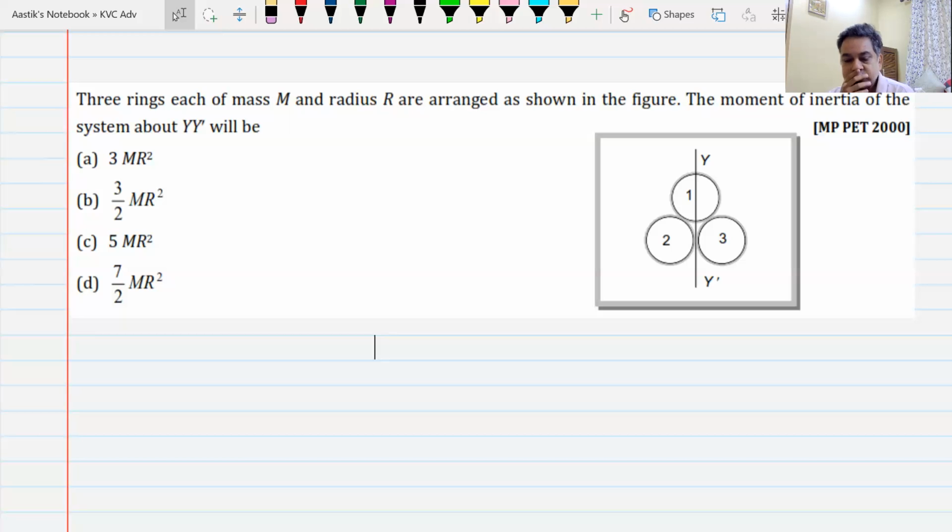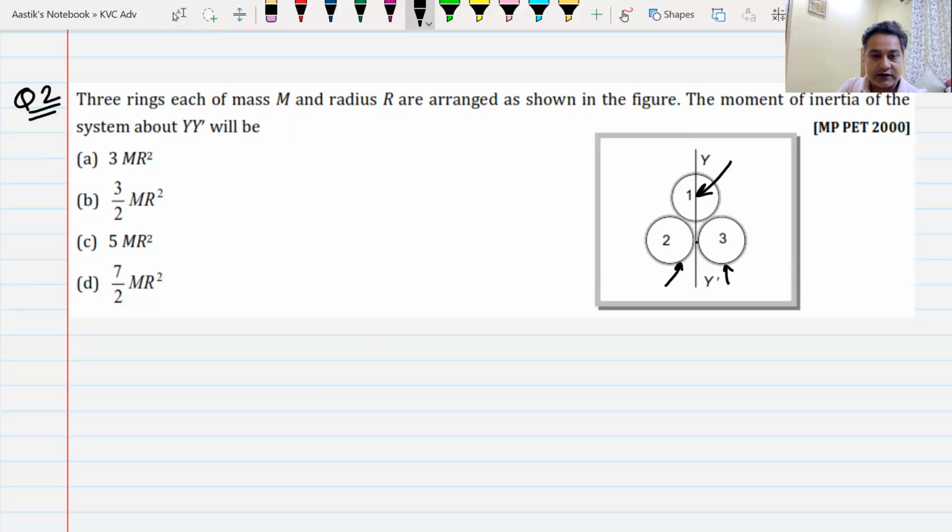7 mr square by 2, sir. Now we are picking up speed. Everyone understands this? Yes or no? Yes, sir. This about the diameter we know, half mr square. This about the tangent we know, 3 by 2 mr square and 3 by 2 mr square. You add them up and you end up with your answer.